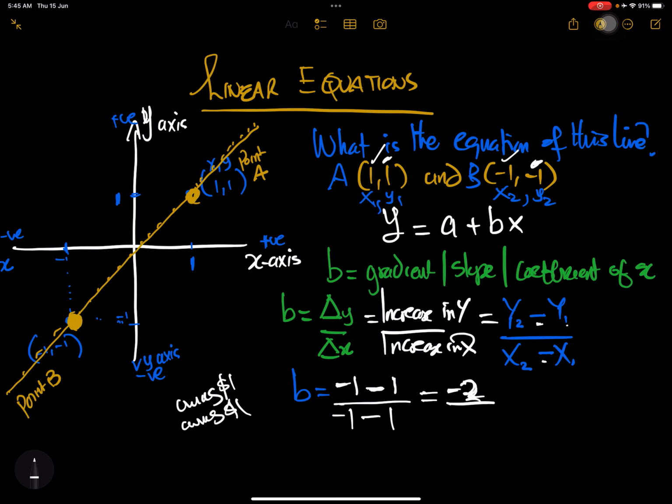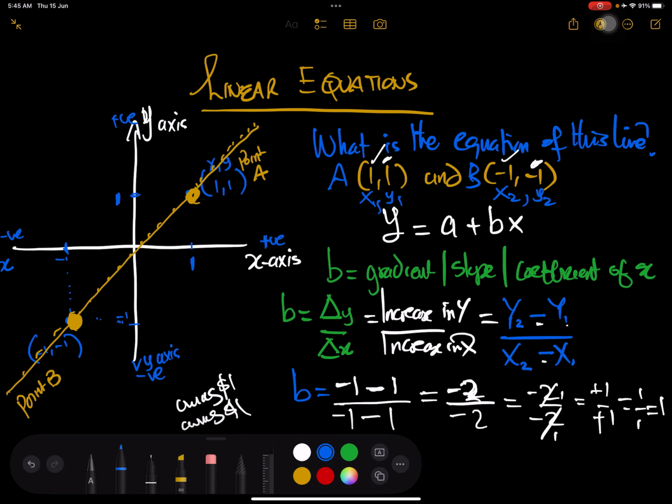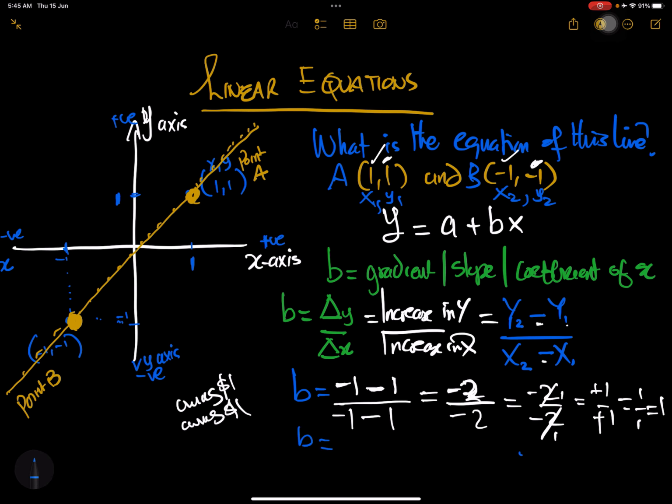And we divide that by also negative 2. And then we are going to get what? Negative 2 and negative 2, the 2 cancels out. And then you're going to get negative 1 over negative 1. The negative cancels out to be positive, and you have 1 over 1, which is what? 1. So our B there is 1.